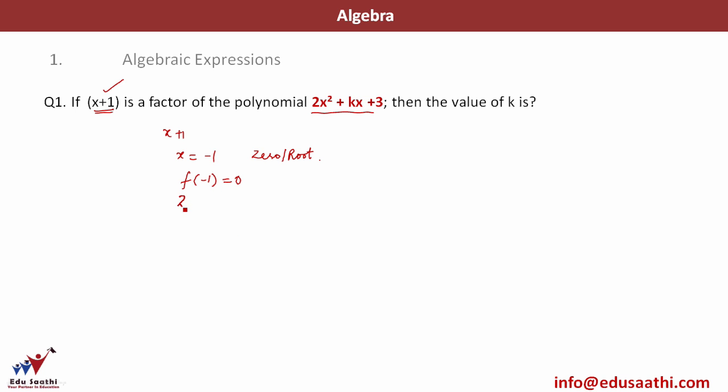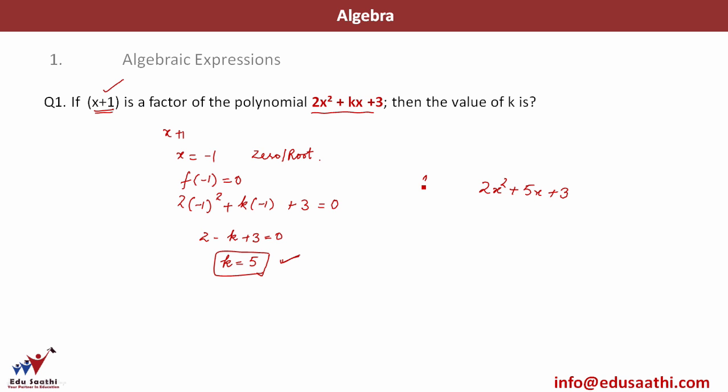So if I put it in the expression, 2 into minus 1 square plus k into minus 1 plus 3, my output would be 0. So this will be 2 minus k plus 3 is equal to 0, or the value of k that I will get would be plus 5. So for k is equal to plus 5, the expression would turn out to be 2x square plus 5x plus 3. So this is the expression for which x plus 1 is a factor.